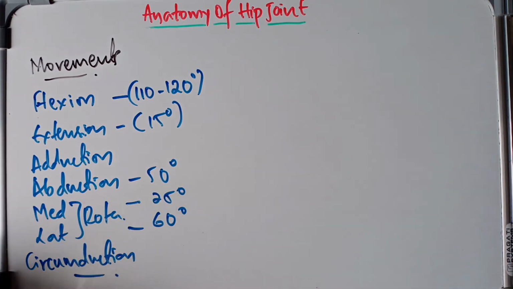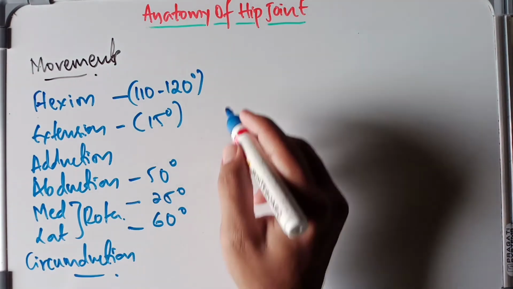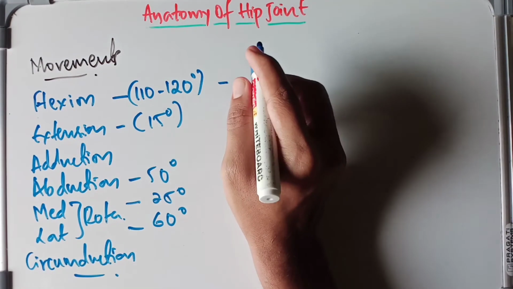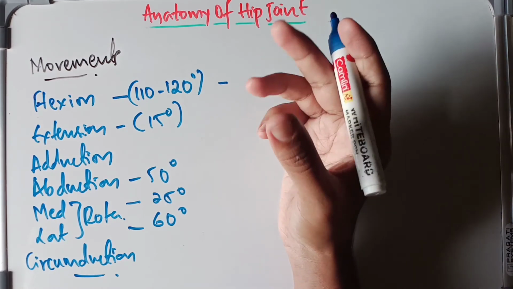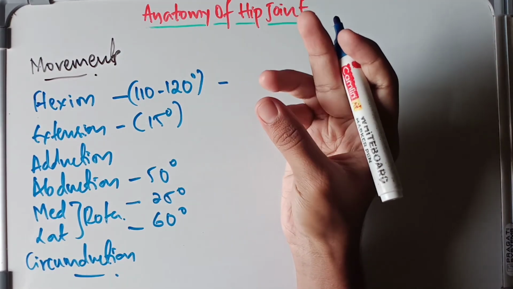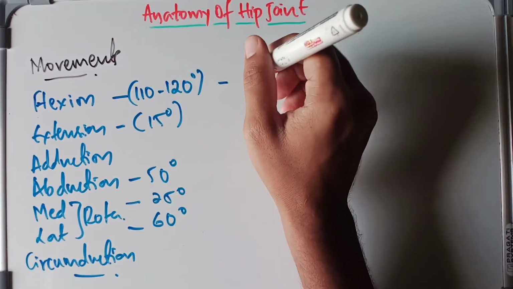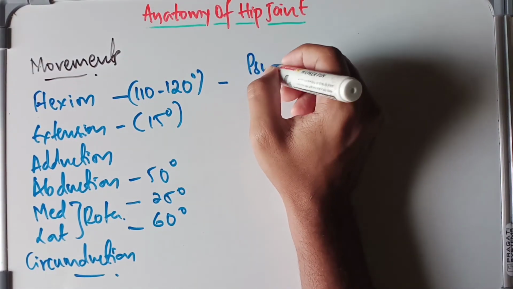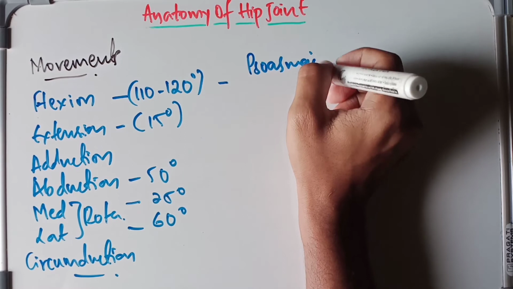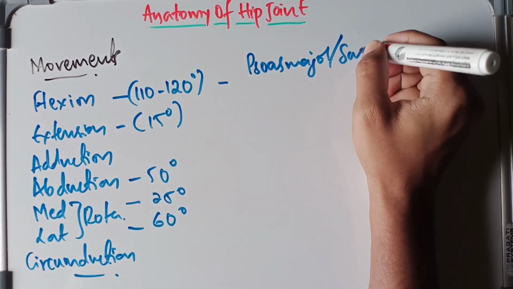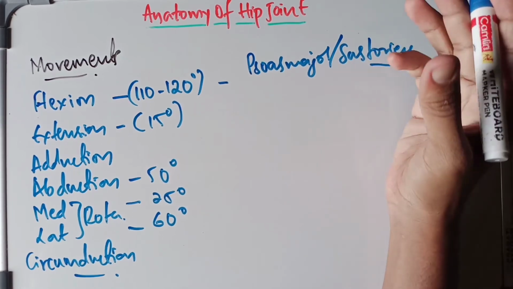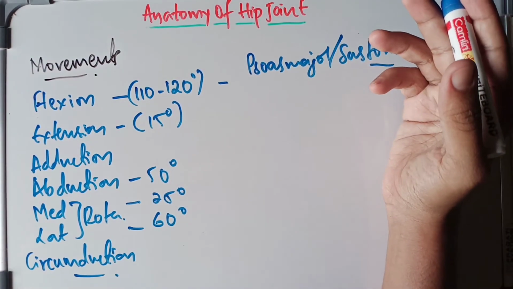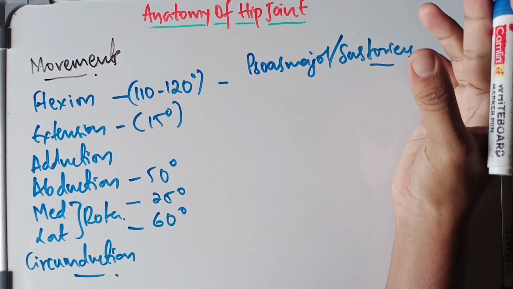So moving on to the muscles producing them. It's very important. What are the muscles which perform all of these movements? Flexion is produced by the psoas major, the iliacus, as well as the sartorius, rectus femoris, and pectineus. Just remember two or three muscles, that is enough: psoas major, sartorius. Flexion is also helped by rectus femoris, iliacus, as well as the pectineus.